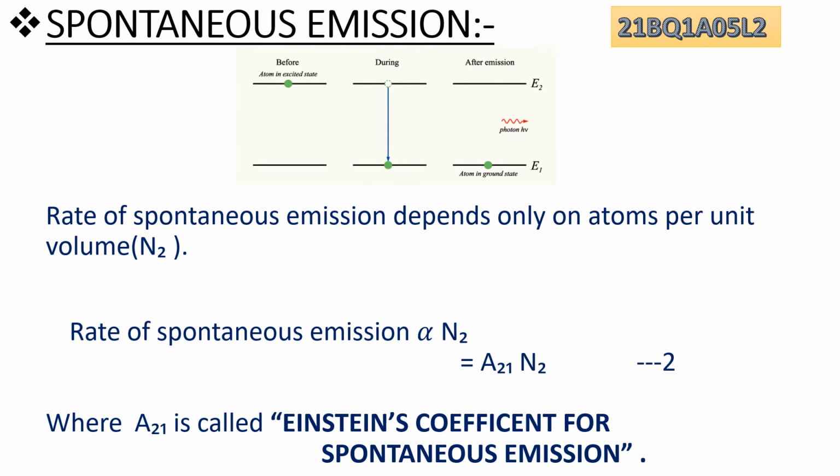So the rate of spontaneous emission depends upon the number of atoms per unit volume, N2. It can be written as rate of spontaneous emission is directly proportional to N2. Removing the proportionality symbol, we get a proportionality constant A21. So, the rate of spontaneous emission is equal to A21 N2. Let it be equation 2, where A21 is called Einstein's coefficient for spontaneous emission.